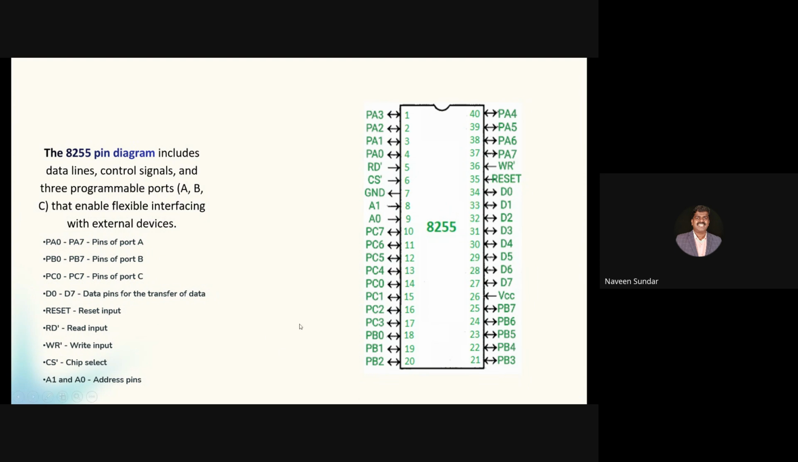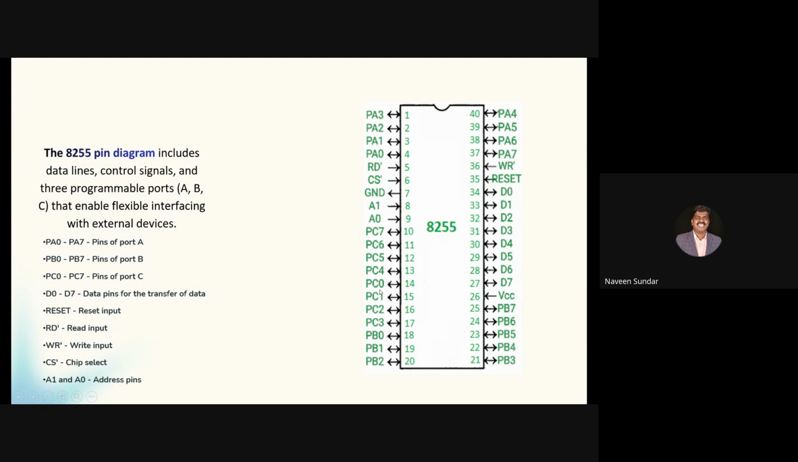As we discussed, PA0 to PA7 is in the upper part of the pin configuration, and you will have port A. Similarly, port B is from 18 to 25, so we call it PB0 to PB7, which is the lower part of the pin configuration. Similarly, port C is in the middle, that is 14 to 17.